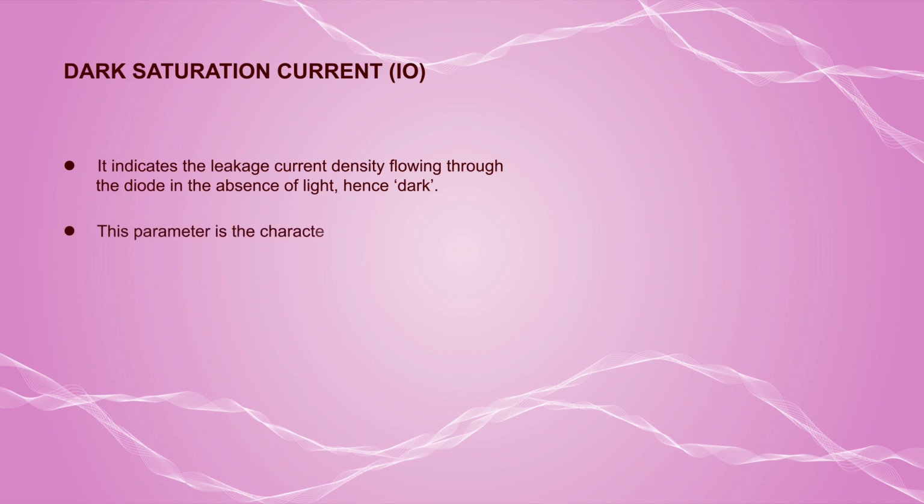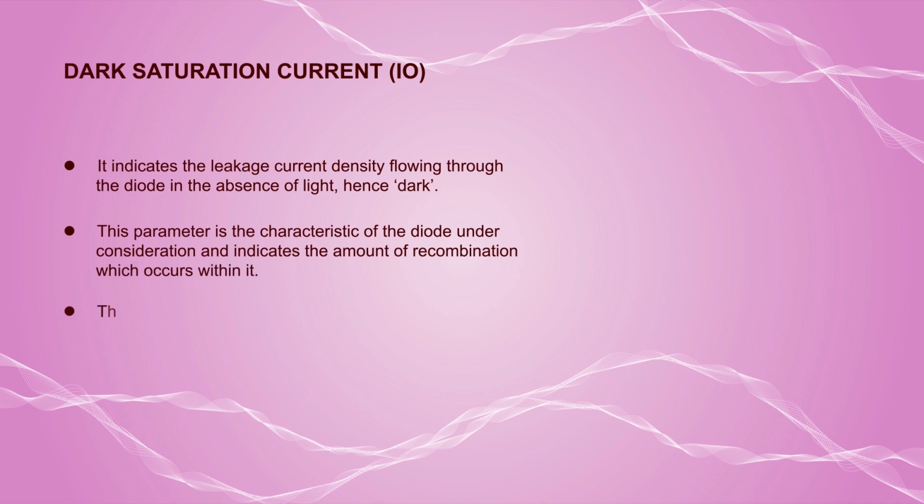This parameter is a characteristic of the diode under consideration, and it indicates the amount of recombination which occurs within it. That is, I naught will be larger for a diode in which the recombination rate is higher, and vice versa. So, the I naught value depends upon the recombination process.